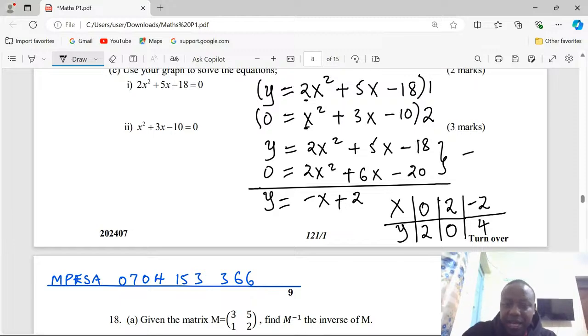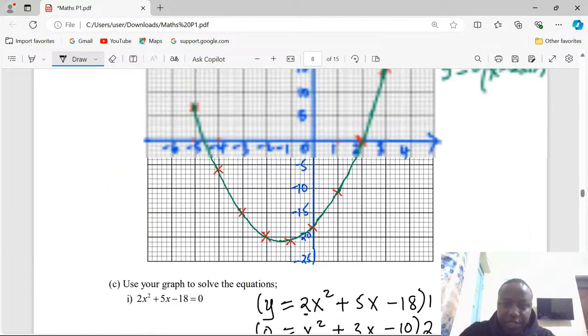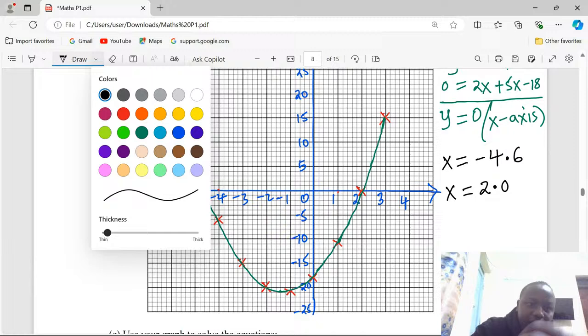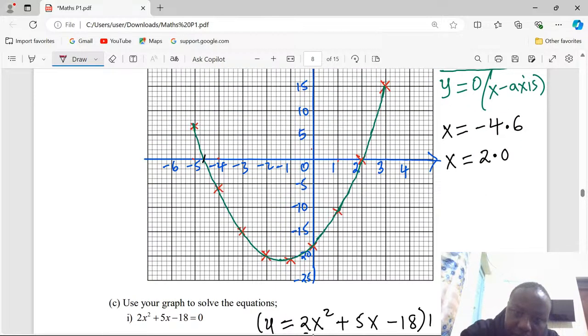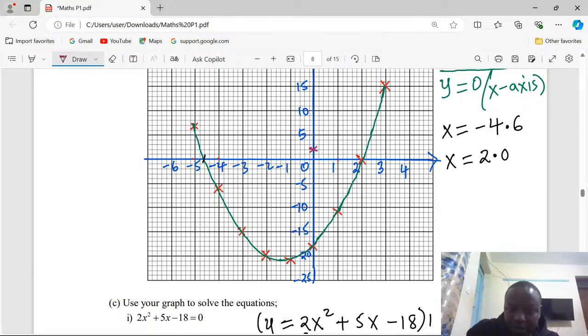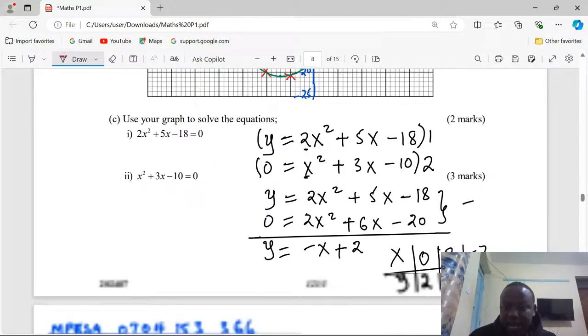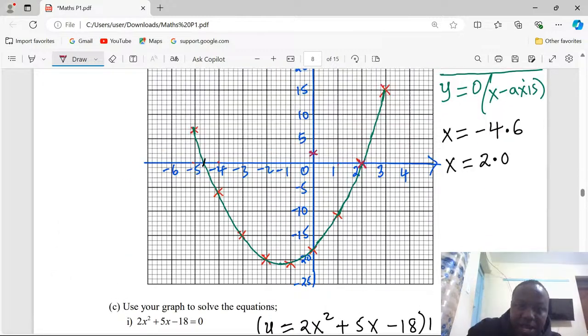So we are starting with 0, 2 and 2, 0. For the line, I can use a different color, like this one. So I'm saying we have 2, 0. So this is the coordinate. Then there is also 0, 2, whereby it's already there. Then the other one is -2, 4. -2, 4 is a coordinate at this point.